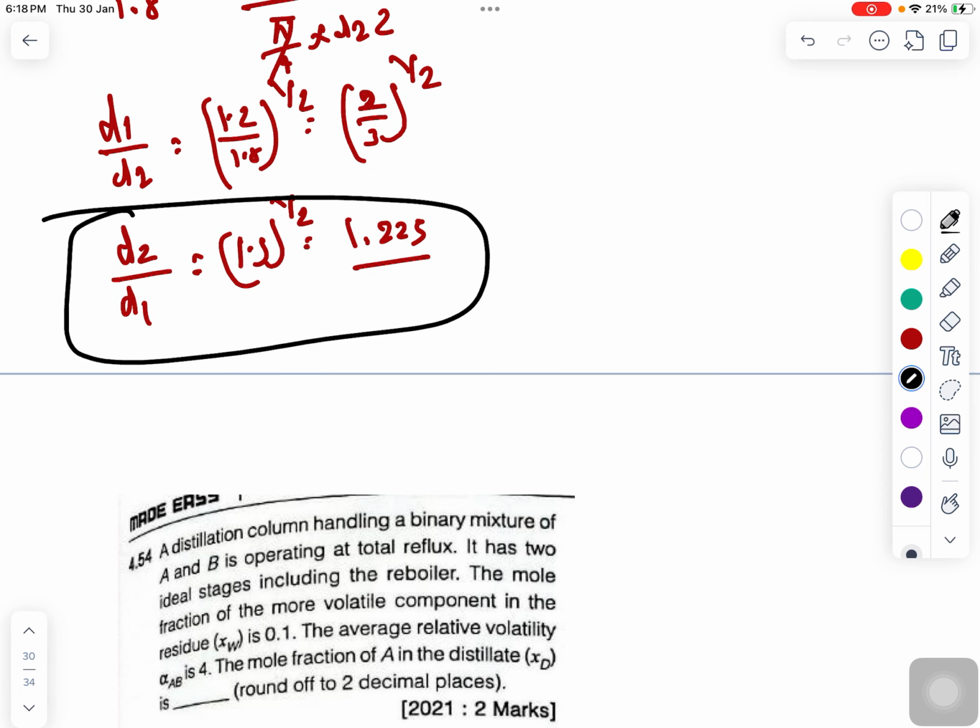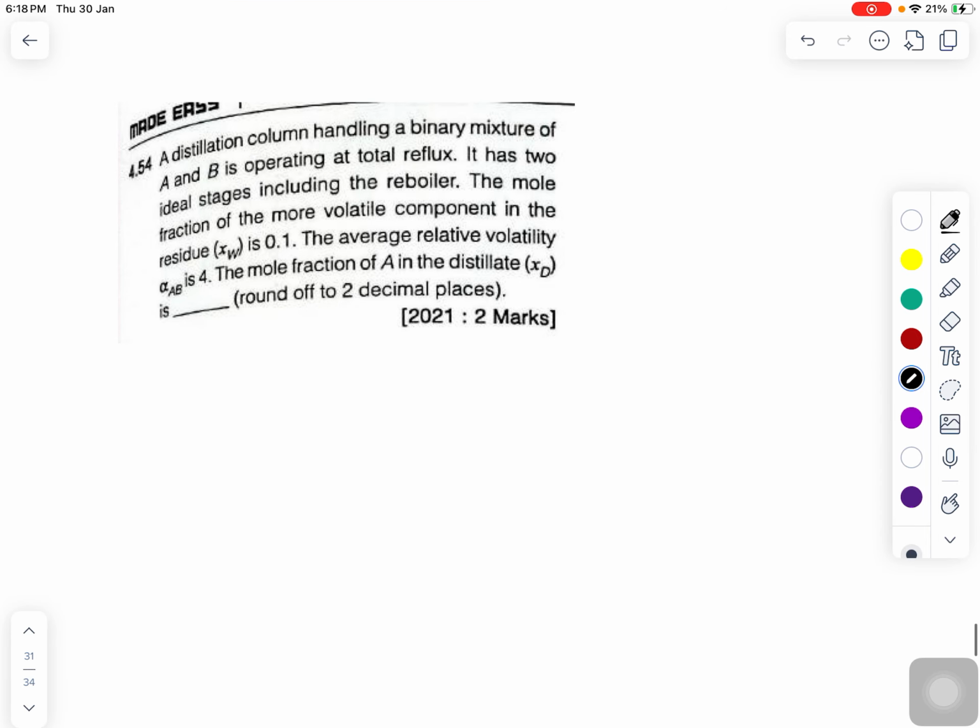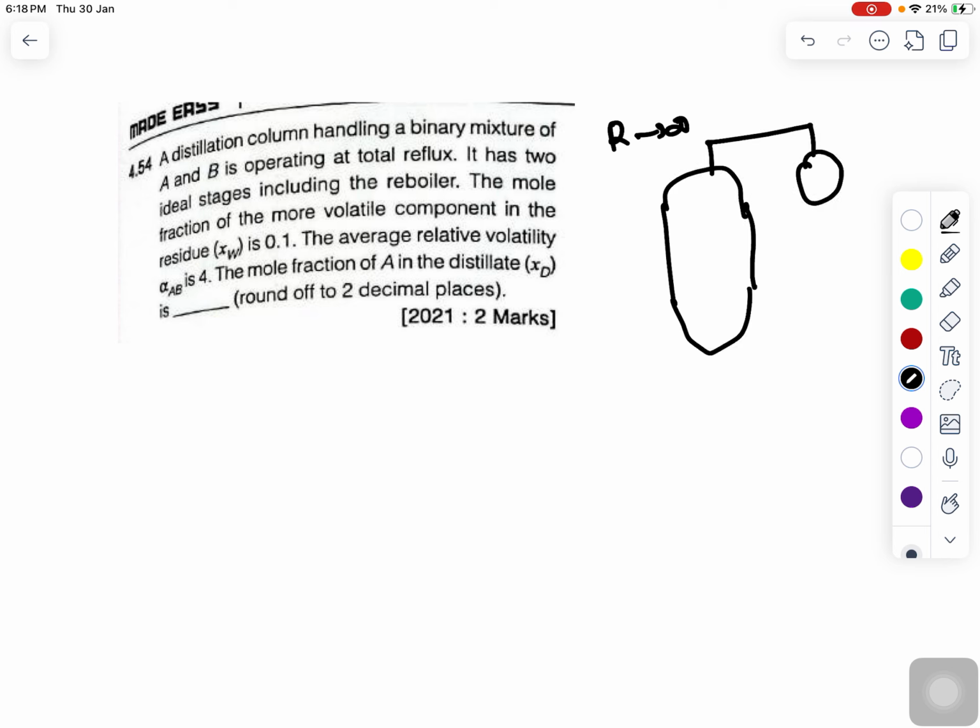Okay, after that I'll be moving towards the next problem. The next problem says that a distillation column handling a binary mixture of A and B is operating at total reflux condition, meaning R tends to infinity. Total reflux condition means that the liquid which is coming out at the top is completely returned back to the column. So there is no distillate collected, and all of the liquid coming here is taken back to the distillation column.